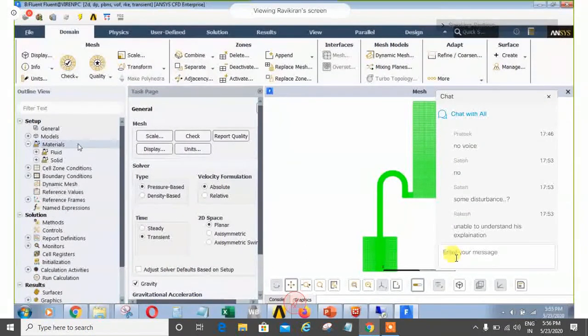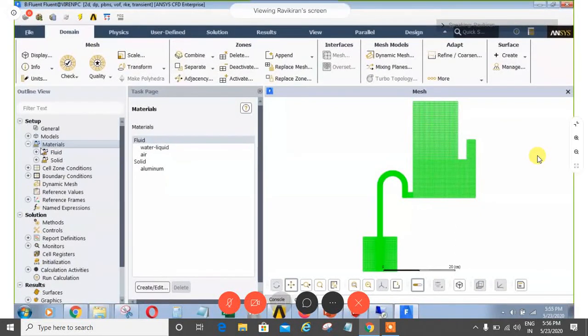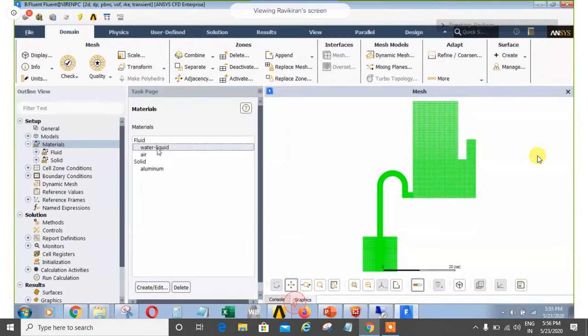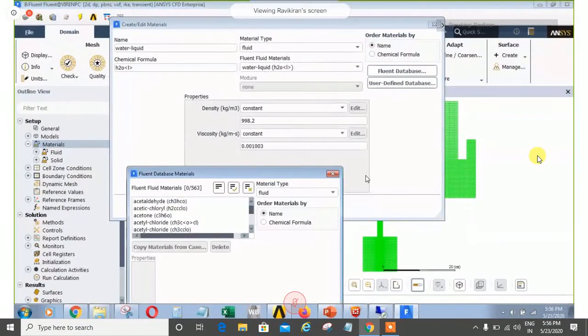So when we are talking about executing any multi-phase application, or multi-phase flow, first we have to do nothing but the material selection. So first of all, we have to do the material selection here. For example, default will be our air. We are adding the water through the adding option through Fluent. So change and create, we can add the water through the Fluent database option.